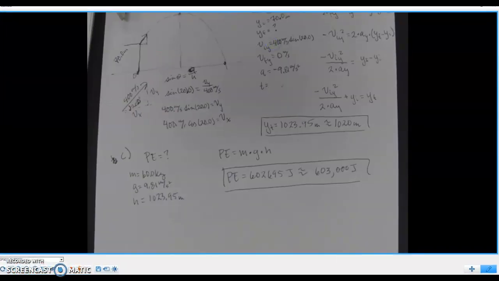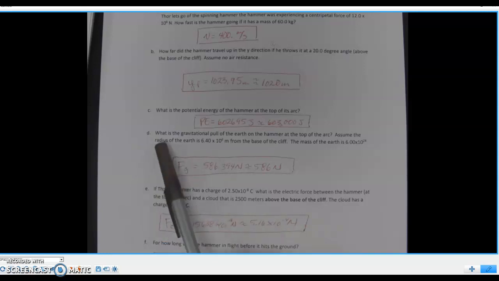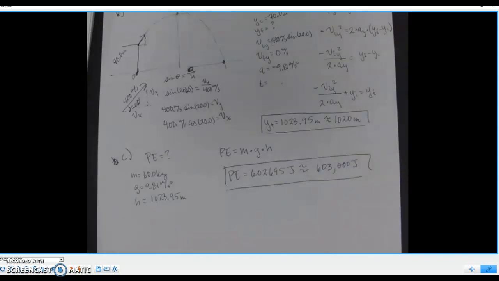Let's continue. Okay, so part D. What is the gravitational pull of the Earth on the hammer at the top of the arc? Assume the radius of the Earth is 6.40 times 10 to the 6 meters from the base of the cliff. The mass of the Earth is 6 times 10 to the 24 kilograms. Okay, let's make a list of what we know.